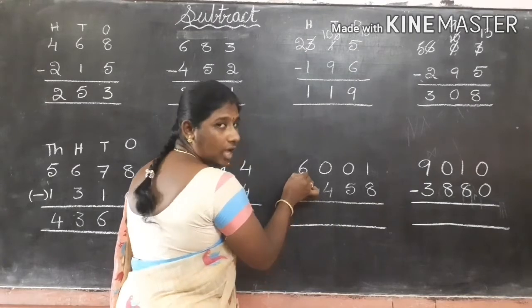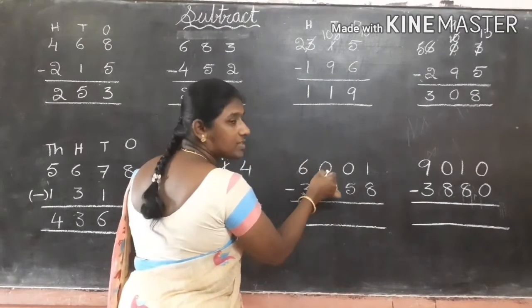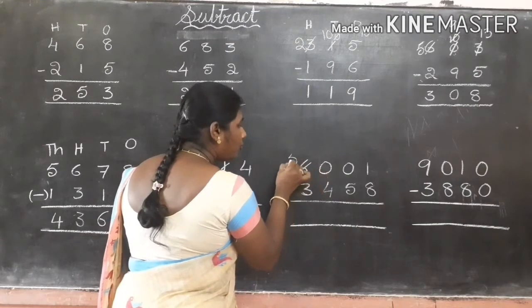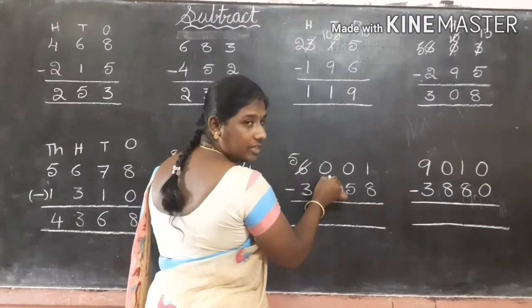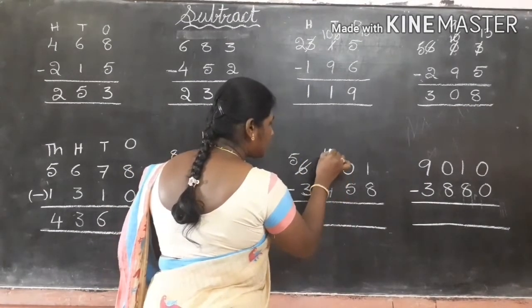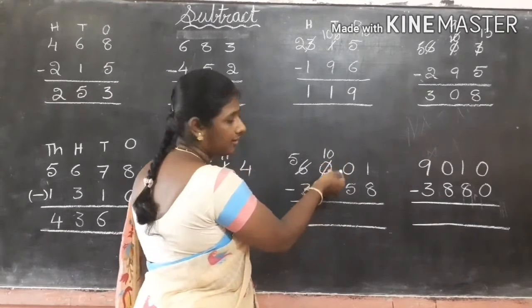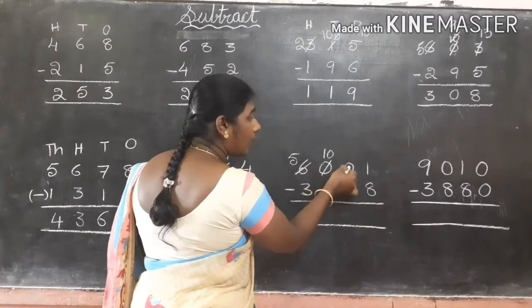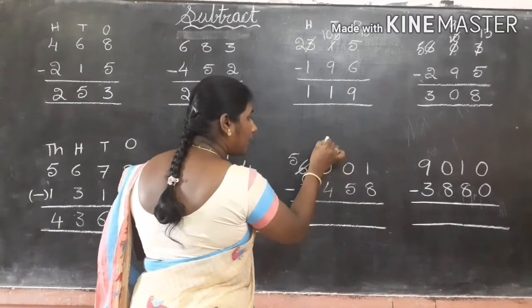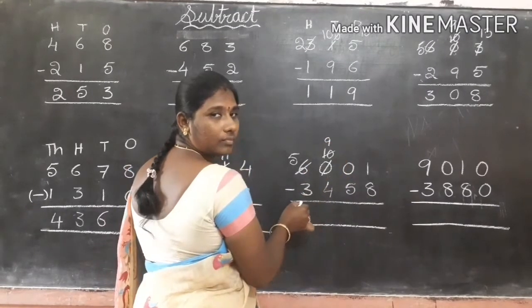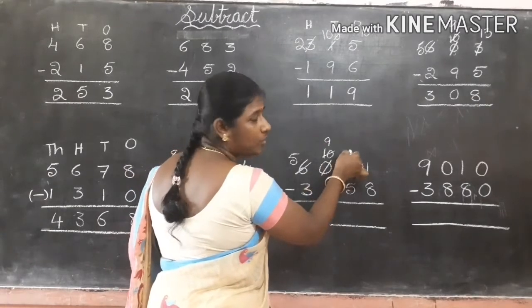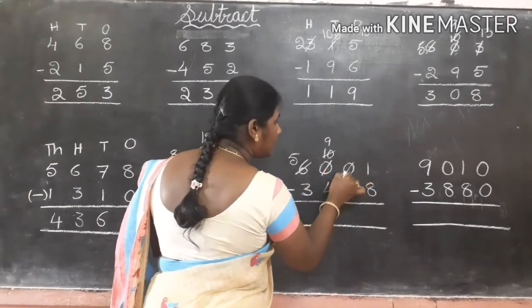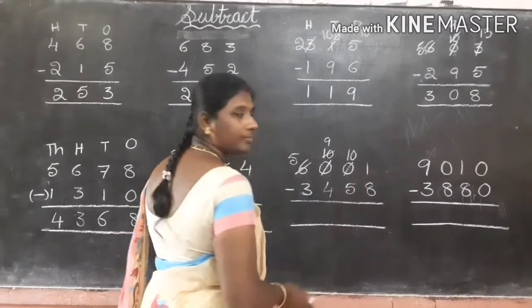Here it is thousands place. Thousands place to hundreds place first. When we give one from here, 5 becomes... here it becomes 10. 10 plus 0, 10. Next we are taking borrow to here. Again this 10, given 1, becomes 9. Hundreds to tens, plus 10. 100 is equal to 10 tens. So 10. 10 plus 0, 10 again.